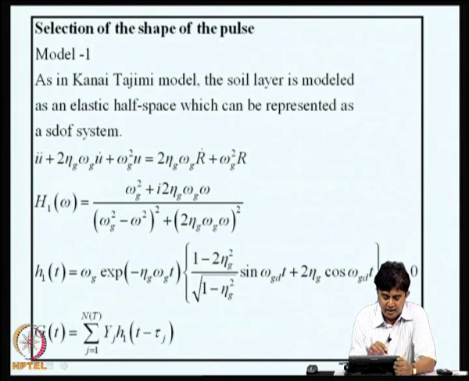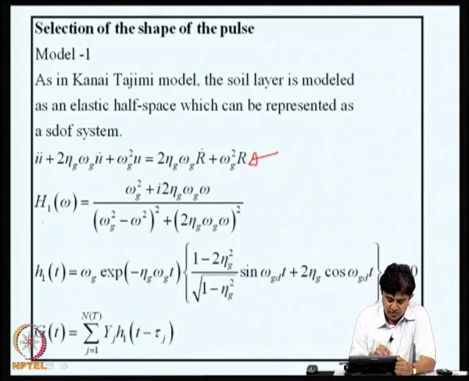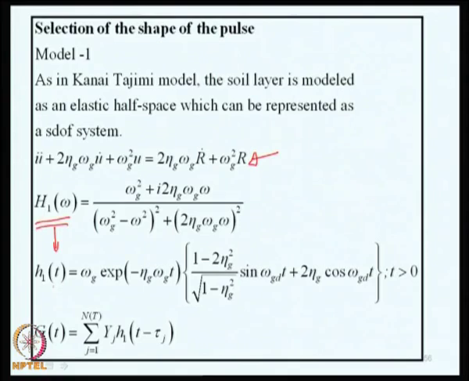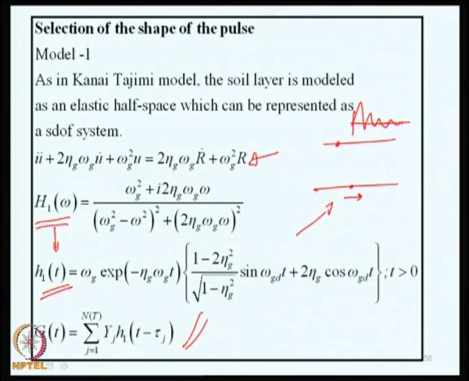So, what we will do is assume that the pulses are outputs of a Kanai-Tajimi single degree freedom model. That means, as in the Kanai-Tajimi model, the soil layer is modeled as an elastic half space which can be represented as a single degree freedom system. So, the governing equation for the transmission of a single pulse is given through this, and the transfer function is h1 of omega, and the Fourier transform of this will give me the impulse response h1 of t, and I will assume that the pulse shape w is actually this impulse response. That means, what I am assuming is that at the bedrock level I apply a unit impulse, and whatever I see here as the acceleration I will take as a pulse, and this will convolve with whatever waves are arriving there, and we will get the ground motions through this model. So, in this case the ground motion g of t is given as the sum over j equal to 1 to N of t of Yj h1 of t comma tau j.